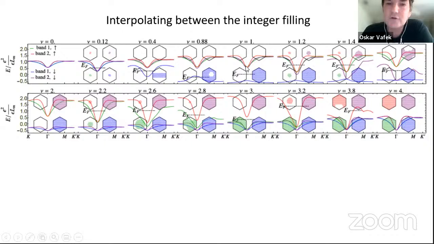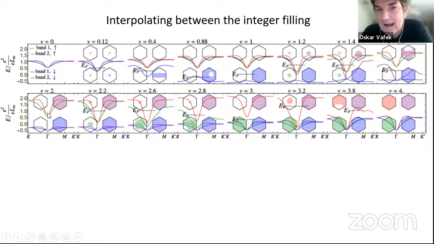And again, we start at nu equal to 1, we add particles. They first go democratically into these minima while keeping the already occupied flat band here. And again, one of the bands will separate out. Eventually you reach nu equal to 2 and you occupy two of these bands. And again, you get to the dispersion of the type that I mentioned.